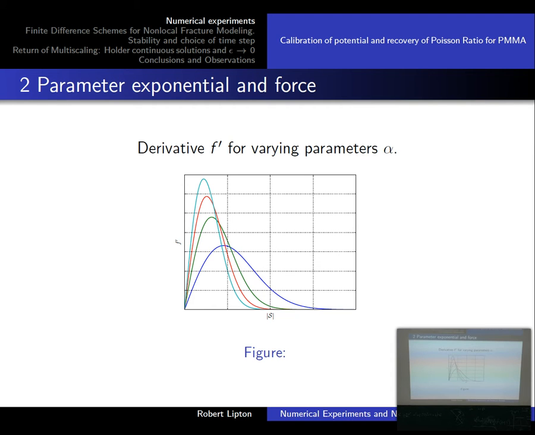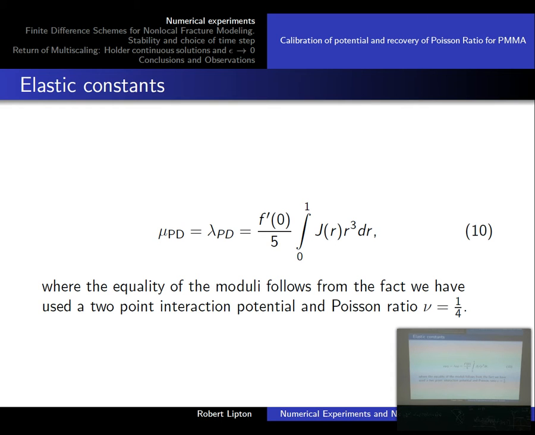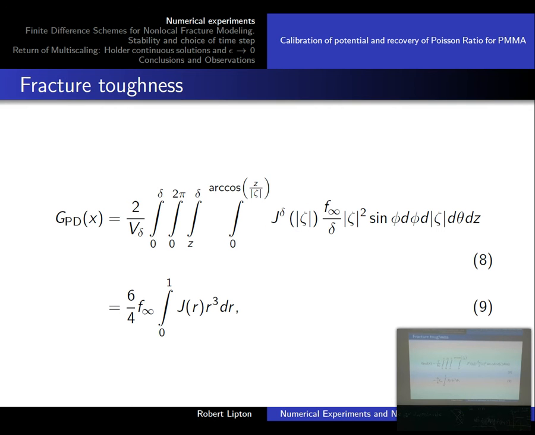And this is for different parameters, alpha and beta. But we vary the parameters. And so we're going to vary these parameters in order to calibrate them according to measured values of fracture toughness or measured values of elastic constants. We have two parameters, so we're going to calibrate towards this fracture toughness. That's F infinity there, or W infinity. And this is the profile F prime at zero. These will be the elastic properties. These will be the fracture toughness, like so.